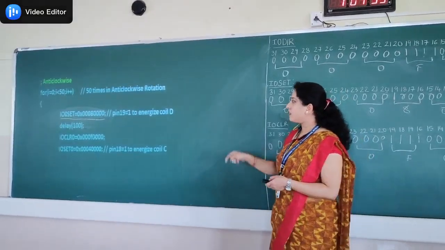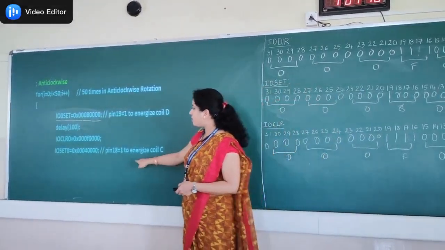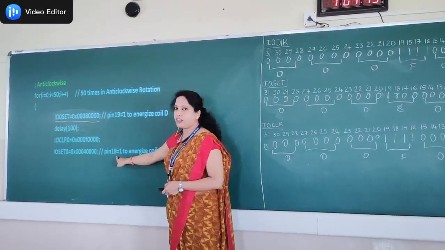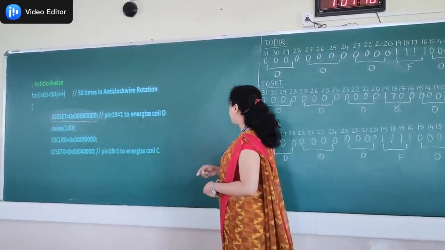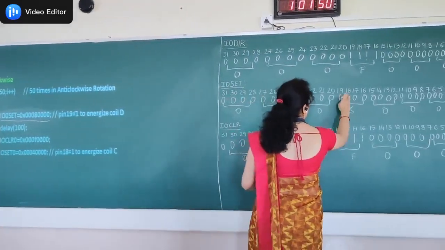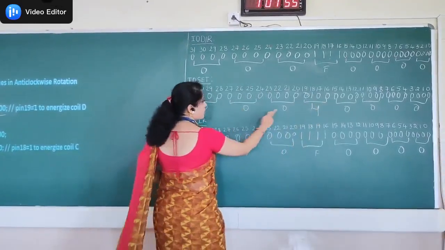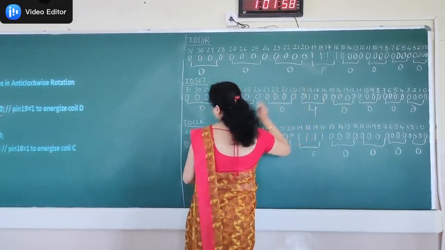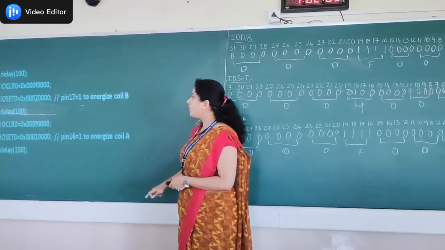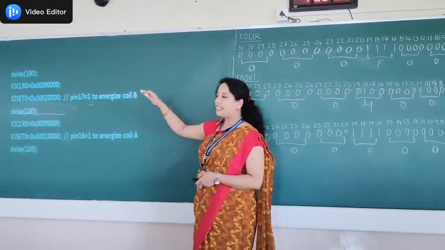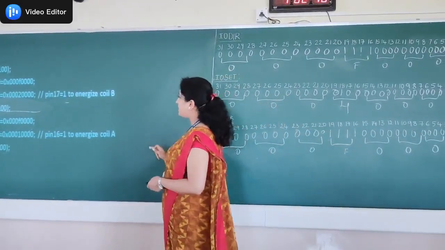After energizing coil D, next you need to energize coil C. Coil C is controlled by port 0 pin number 18. So only this pin should be set to 1, and the remaining pins should be set to low. That is pin number 18. So you will get 0x00040000. So this is going to energize coil C. Then you are going to call a delay procedure. Then clear all the 4 pins by using the IOCLR register.